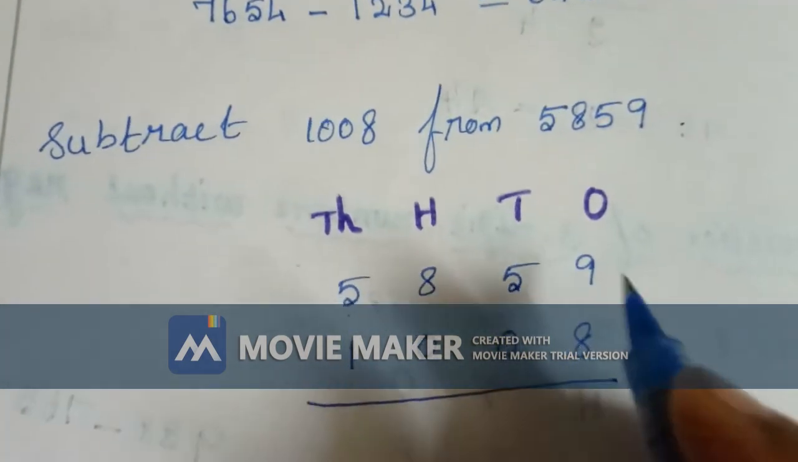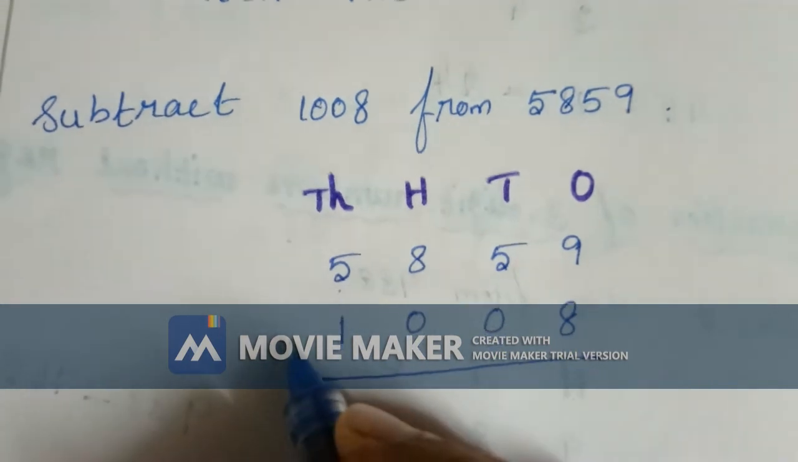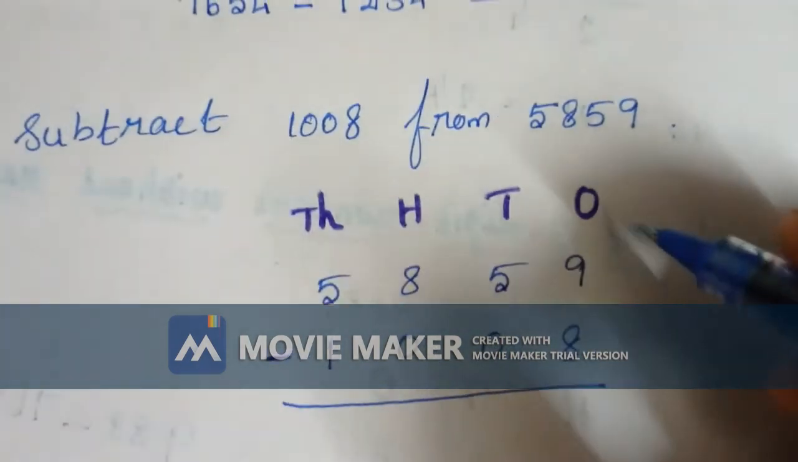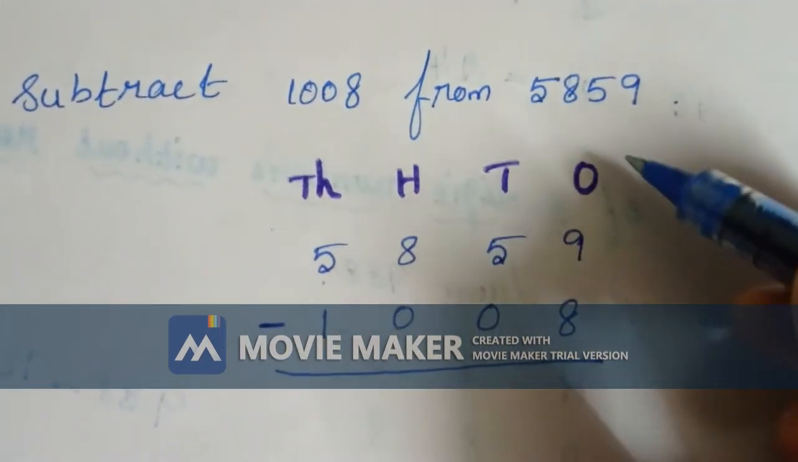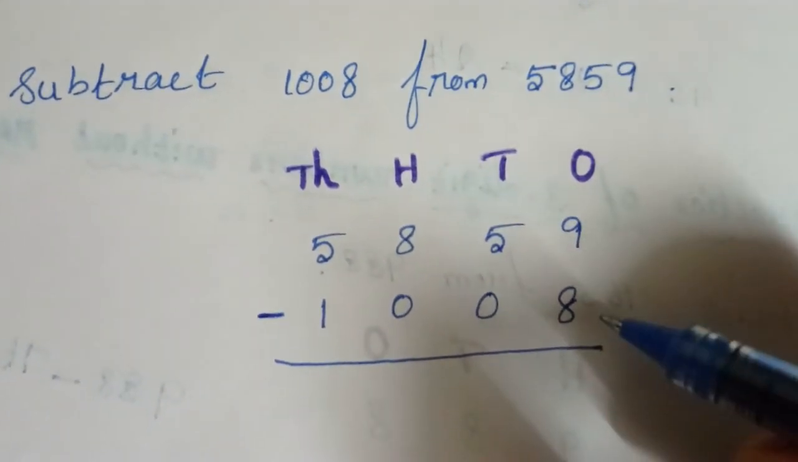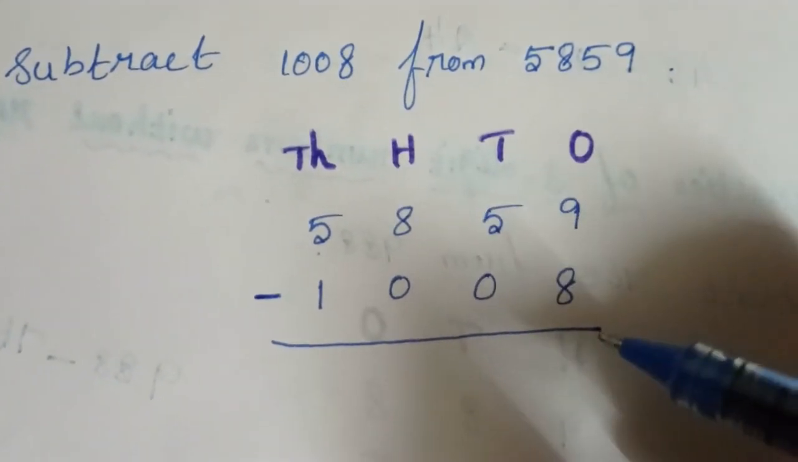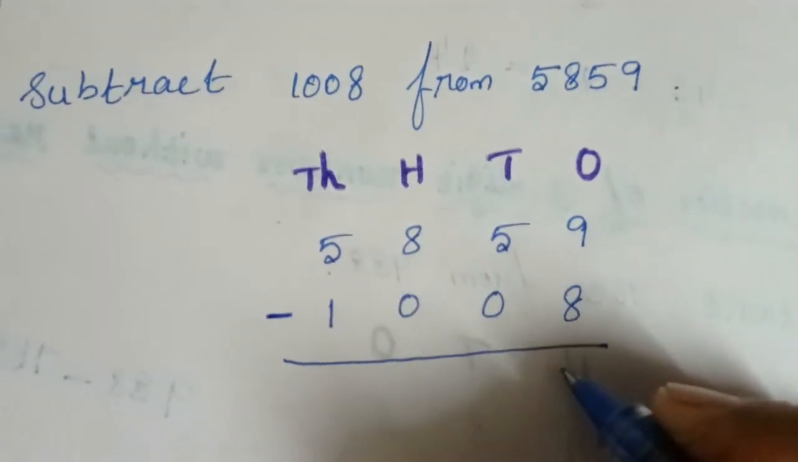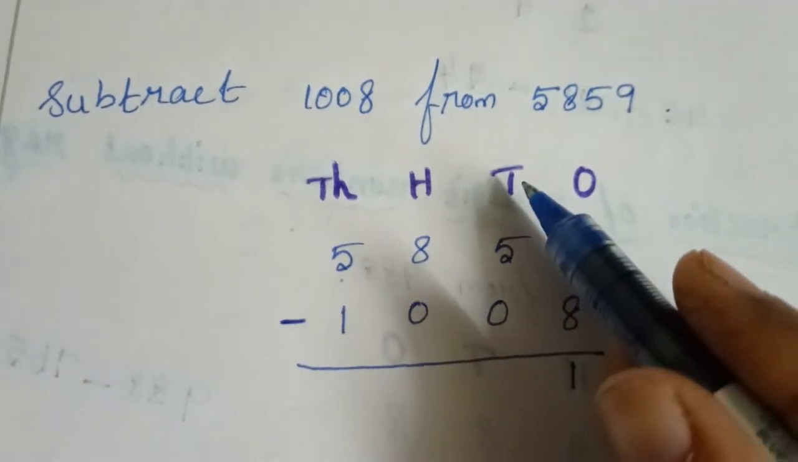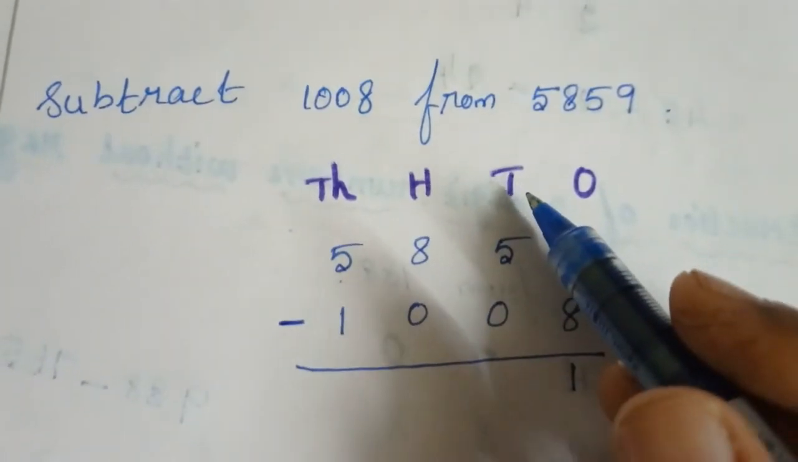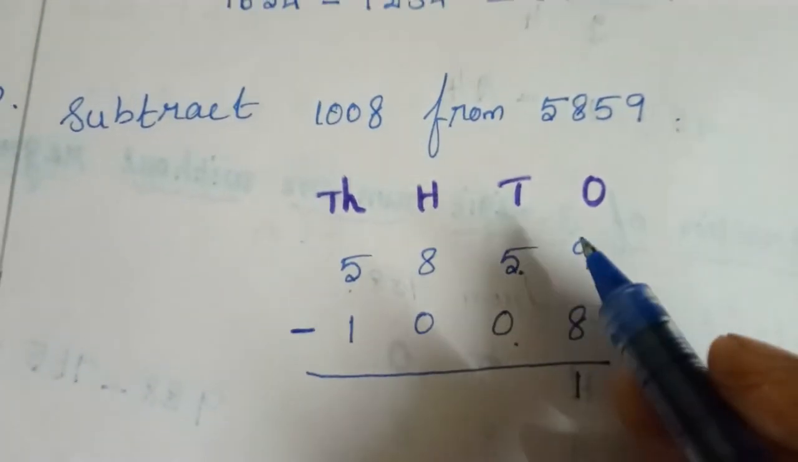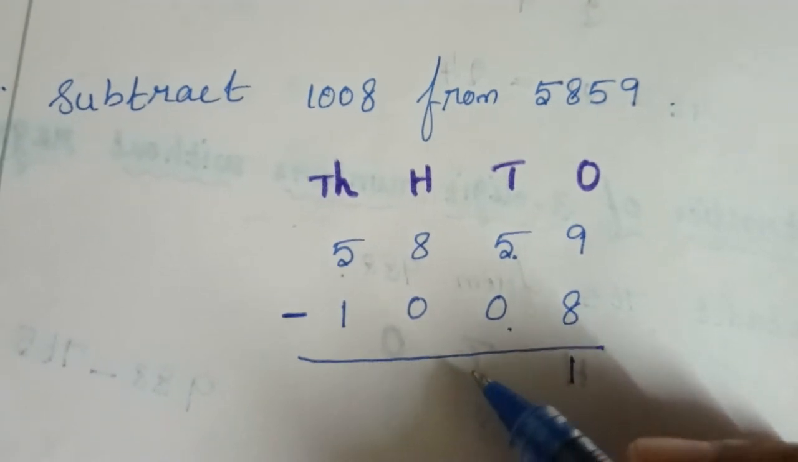Okay, the next step you have to subtract these two numbers. So write the subtraction symbol, minus. Okay, now children, you have to subtract the values from the ones place. The ones place values are 9 and 8. The bigger number is 9 and smaller number is 8. So 9 minus 8, the answer is 1. Okay, now subtract the values in the tens place. Okay, so the tens place values are 5 and 0. 5 minus 0, which gives us 5.